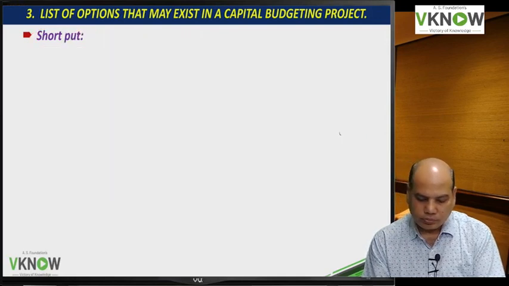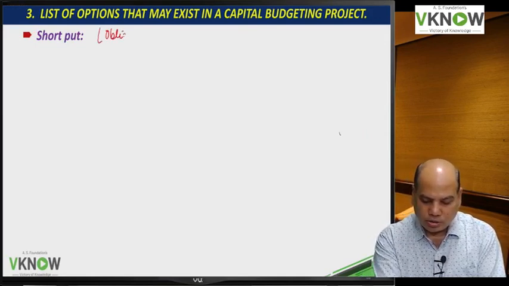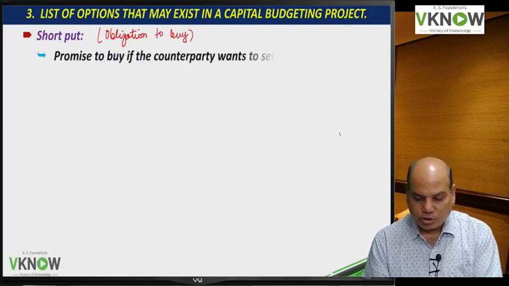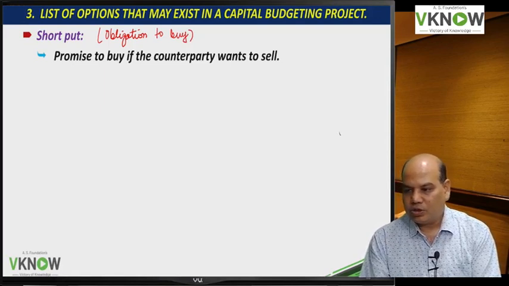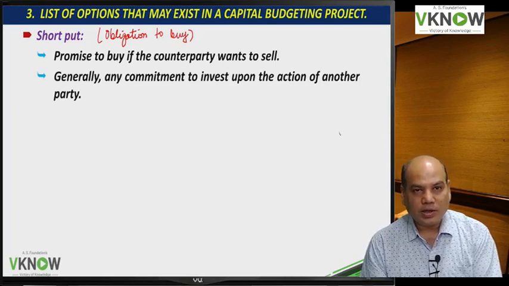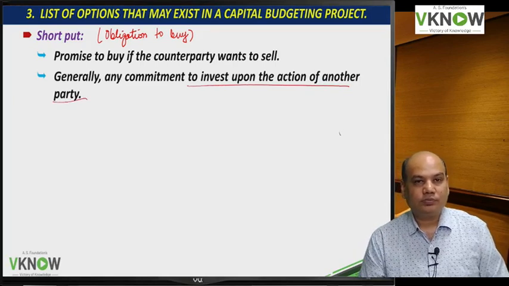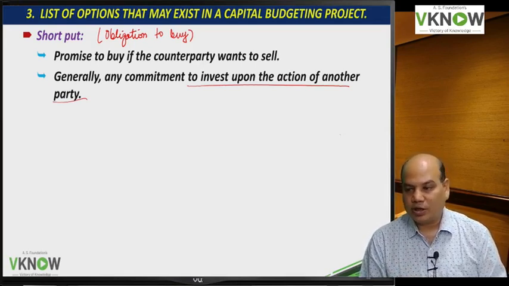Very good. One more example, we'll take short put. Short put means obligation to buy. This meaning we have seen in the option chapter also. In the context of real option, short put means obligation to buy, if the counterparty, meaning the holder of the option, wants to sell. In other words, it is a commitment to invest upon the action of another party. If the other party wants, then you have the obligation to invest in that project. Then it means you have written a put option.